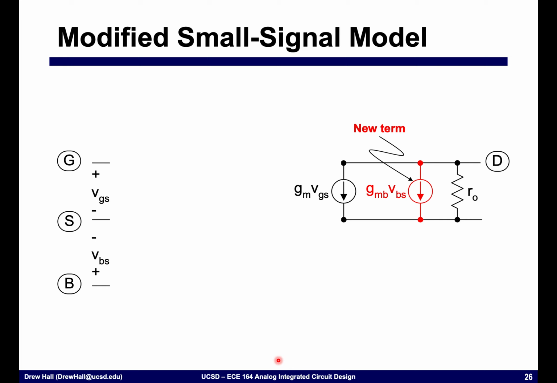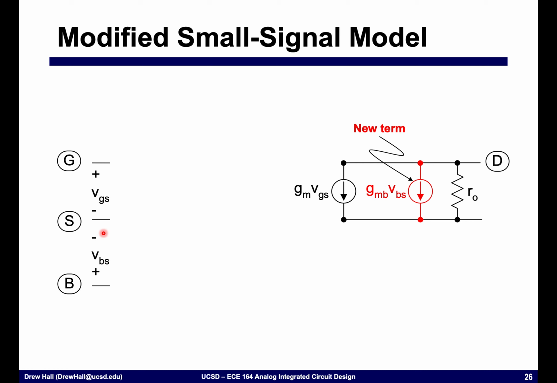All right, so now our small signal model, we have the transconductor that we want, we have the finite output impedance, and we just added another transconductor here where this is equal to GMB times VBS, where VBS is the voltage that we're applying between the body and the source.